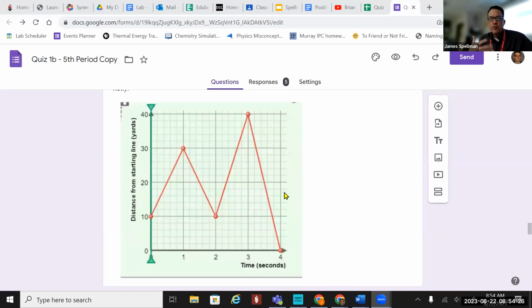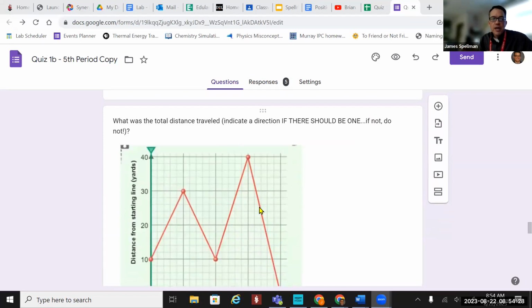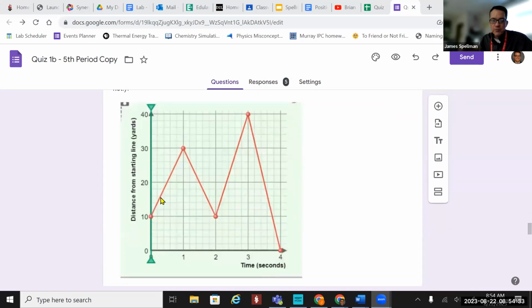Next set of questions, again, you may have had them randomly if you took the quiz. This one says, what's the total distance traveled? So again, to do total distance traveled, we simply need to add up all of the line segments in terms of how they're going up and down. Again, the y-axis is telling us the distance. So we start at 10 and go up to 30, that's 20. And then we go back to 10, that's another 20.